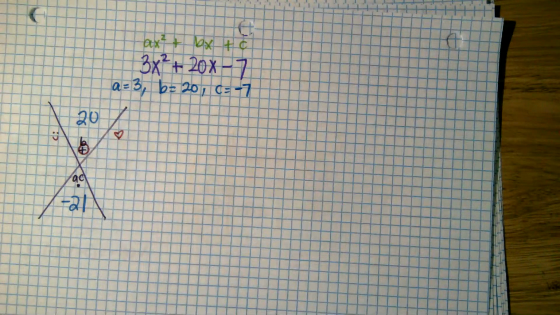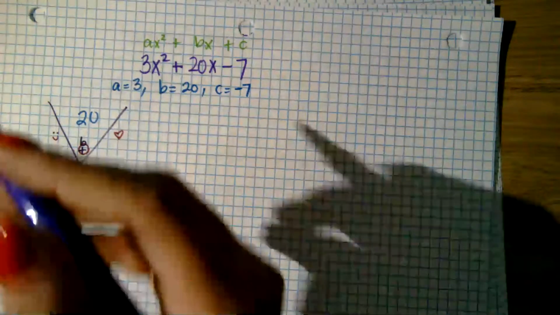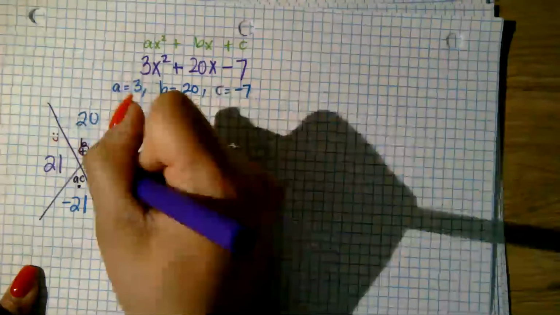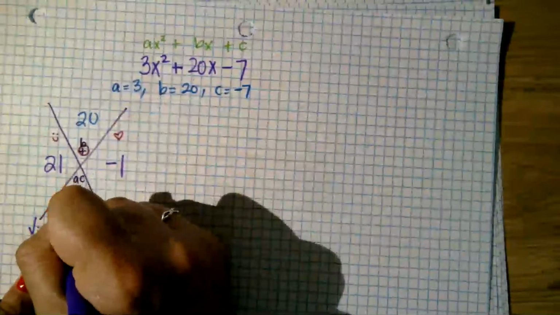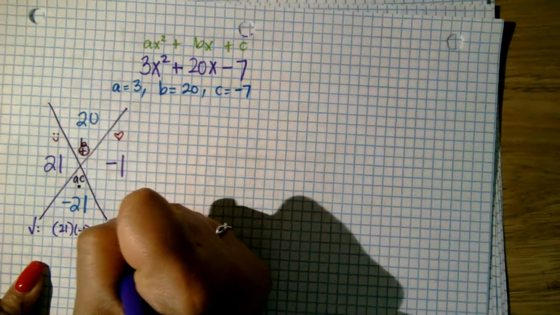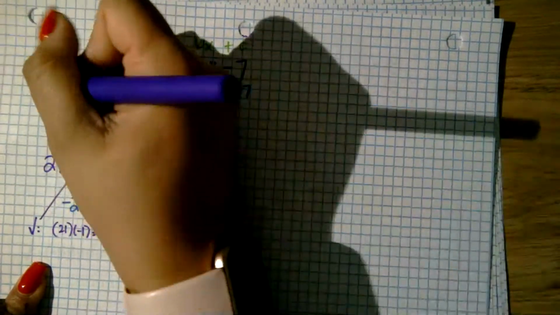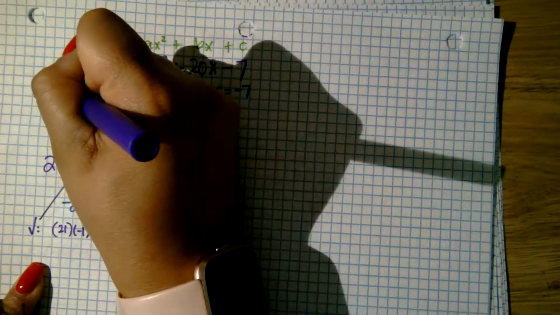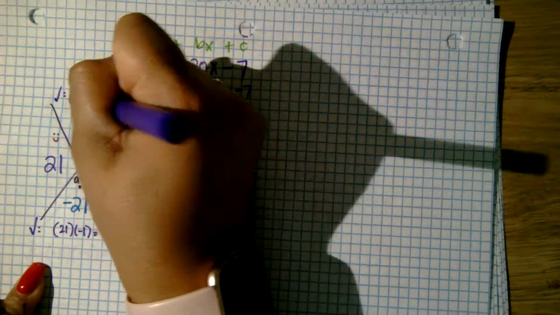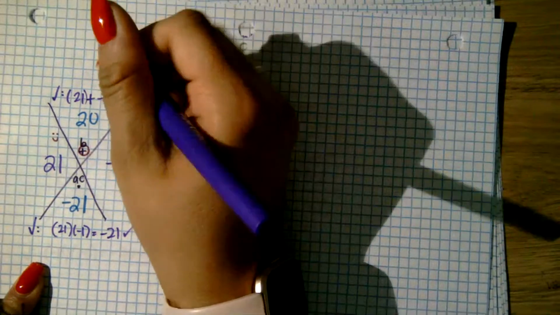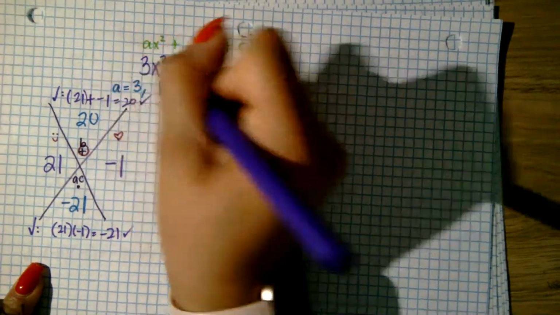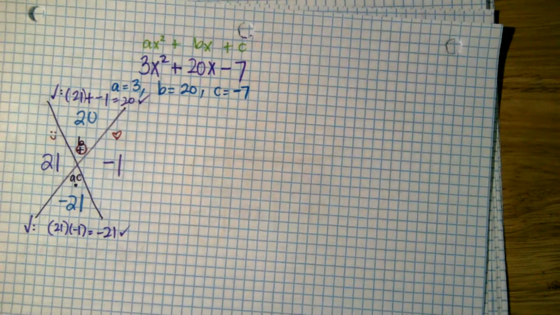21 times 1 is 21. And if 21 times negative 1, actually, let's see. 21 and negative 1. So let's check it. Check. Is 21 times negative 1 equal to negative 21? Yes. And let's check this one. Is 21 plus negative 1, and I'll put that in parentheses, that's okay, 21 plus negative 1 gives me 20. Check, check. So my numbers checked out.